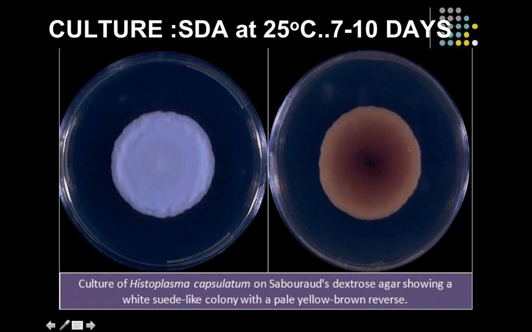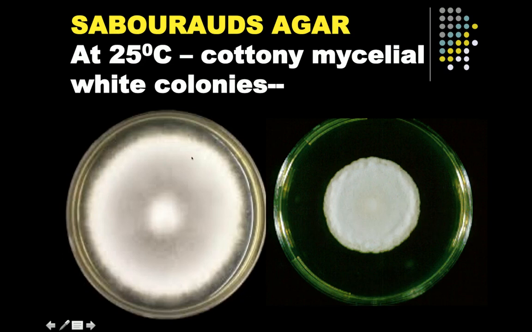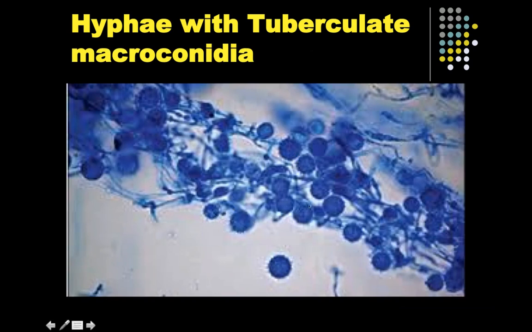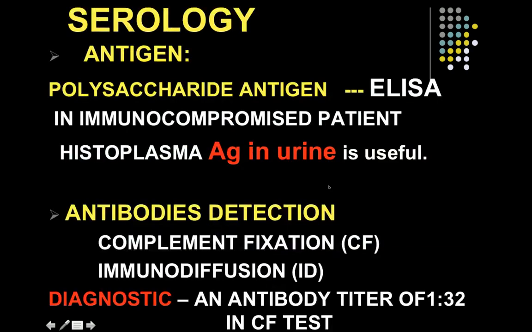On the opposite side, the colonies are brownish in color, whereas on the top they are white, suede-like, or cottony. Here is another slide of Sabouraud agar showing you Histoplasma, and you can see the cottony mycelium, white colonies. Now if you take a bit of the colony and make a smear on a slide, then stain it with a relevant stain and examine it under the microscope, what are you going to see? You're going to see a large number of hyphae filled with macroconidia. At room temperature, you mainly see these macroconidia and the hyphae. This is typical of Histoplasma capsulatum.